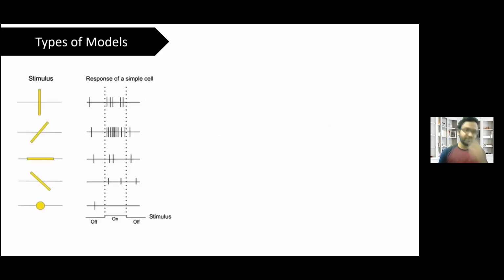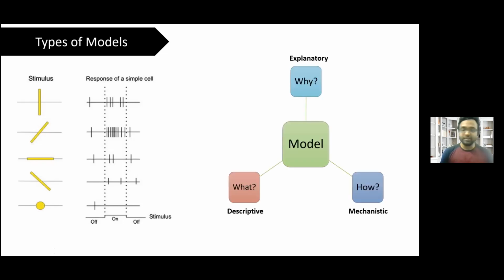So, the different kinds of models that we can talk about. Let's take an example use case here. If we have a stimulus, it evokes a certain response. In the example on the left, we have stimuli of different orientations, and on the right, we have the different action potentials evoked.